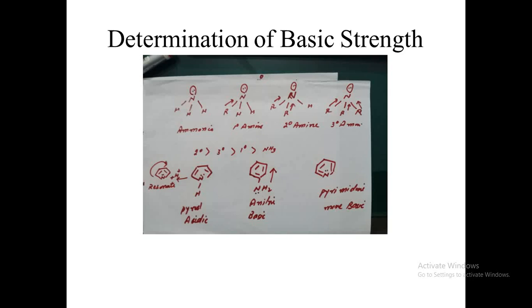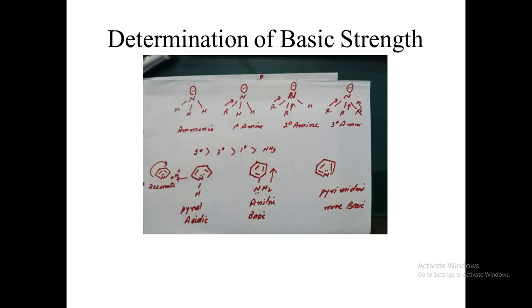Second one is primary amine. It has one R group. R group stands for alkyl group. It may be methyl, ethyl, propyl, whatever the alkyl group may be. It has one R group and 2 hydrogen atoms. It means it has one group that is donating electron density to nitrogen and increasing electron density on the nitrogen atom, making it more basic as compared to ammonia.